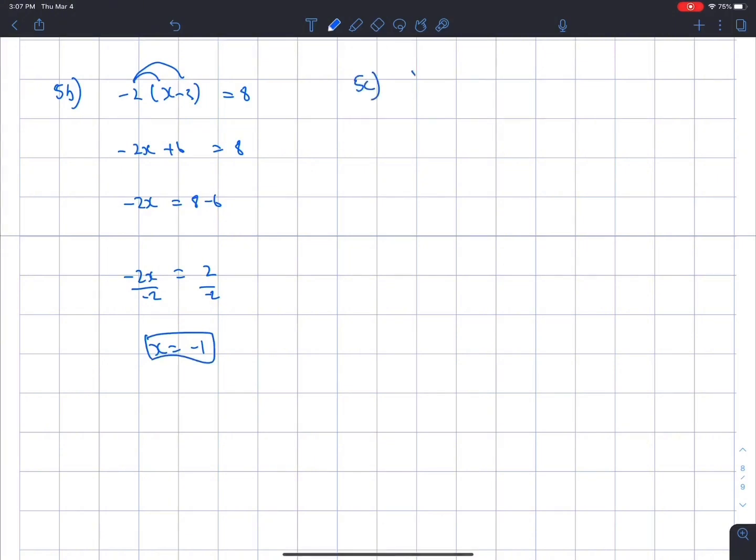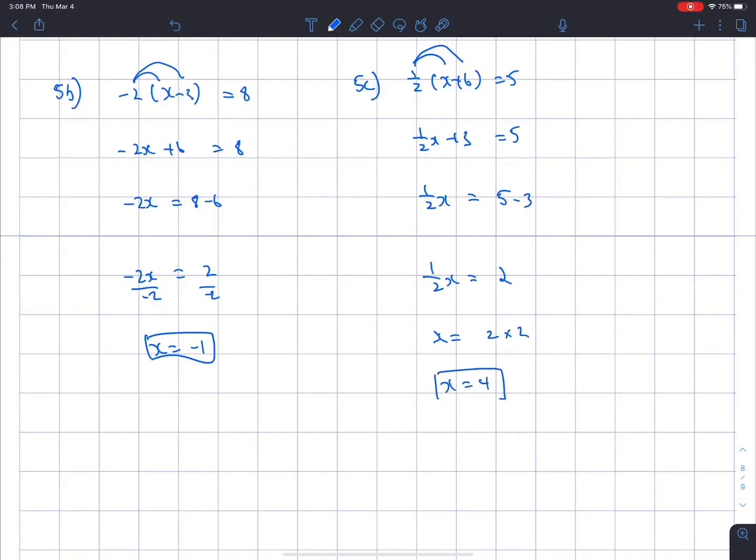5c. Half bracket x plus 6 equals 5. We can multiply in. Half times x is half x, and then half times 6 is positive 3, equals 5. Half x equals 5 minus 3. Half x equals 2. And then now I can cross multiply the denominator over, and I get x equals 4.